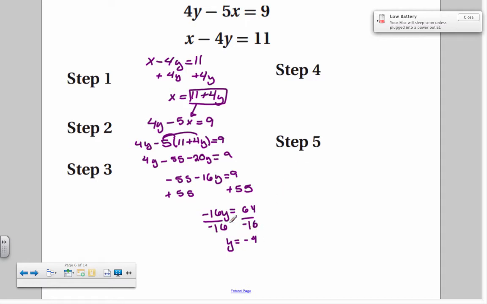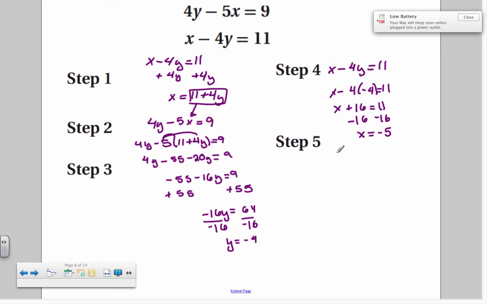So now that I know what y is, that was my step 3 to solve for y, I can plug it back into either one of the first equations, y equaling negative 4. I think I might plug it into the second equation. It doesn't really matter here, but let's go ahead and do the second equation. x minus 4y equals 11. And I'm going to plug in this negative 4. So I have x minus 4 times negative 4 equals 11. Well, negative 4 times negative 4 is a positive 16. And I subtract 16 from both sides then. And I find that x is equal to negative 5.